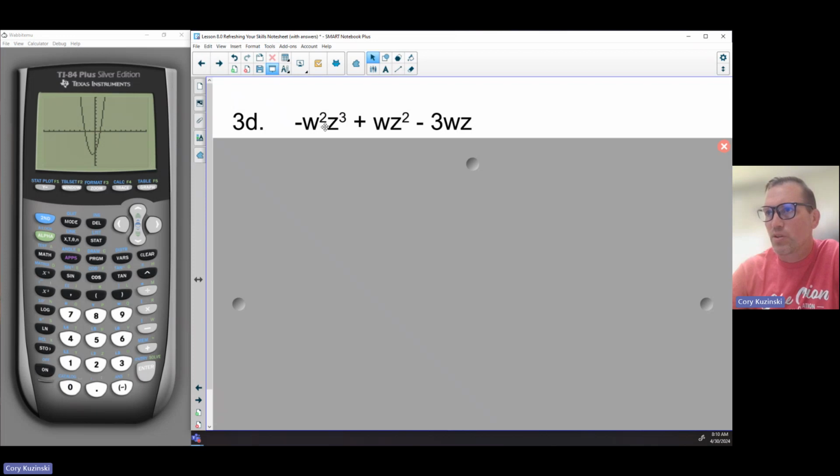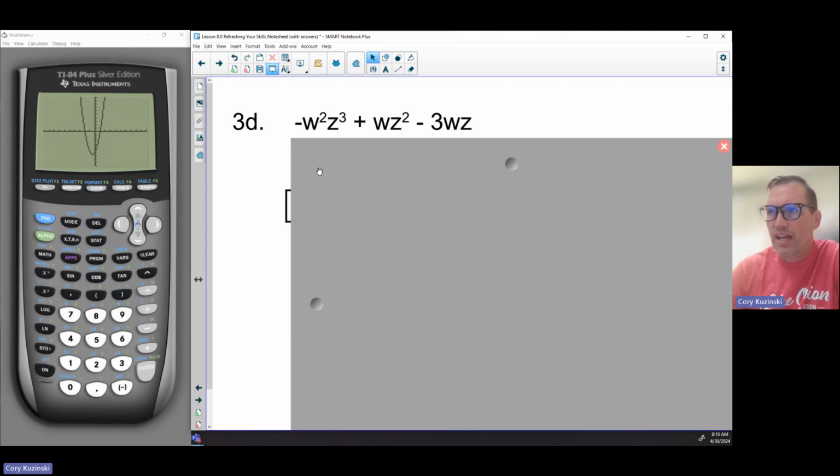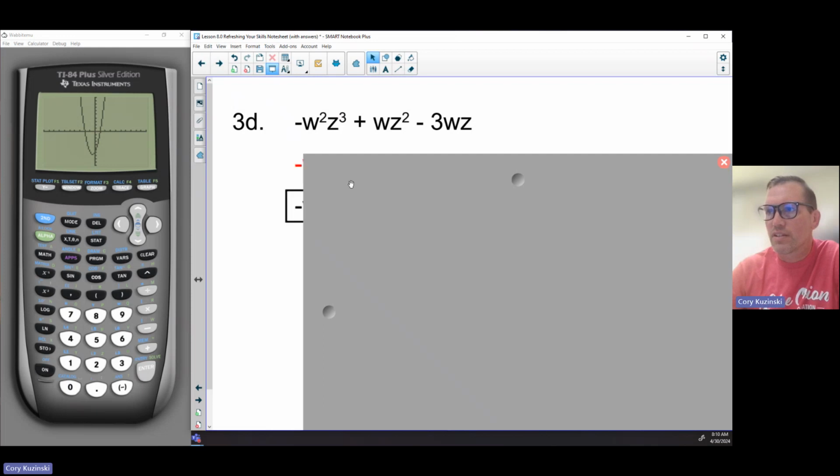We got negative w squared z cubed, we got positive wz squared, and we got negative 3wz. Okay, just take it piece by piece. I see a negative 1, a positive 1, and a negative 3. What are they all divisible by? 1. But when the lead coefficient is negative, we are going to factor out a negative, okay? So negative, positive, negative. They don't have any common factor, 1, 1, and 3, other than 1. So I'm just going to factor out that negative sign.